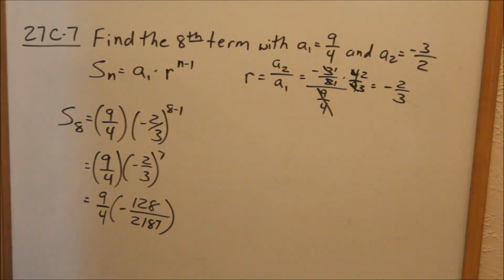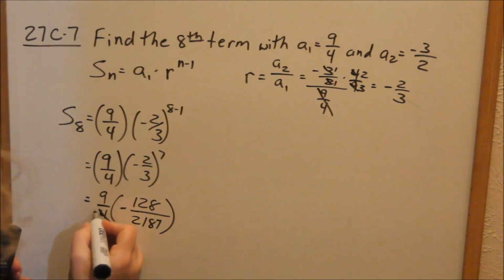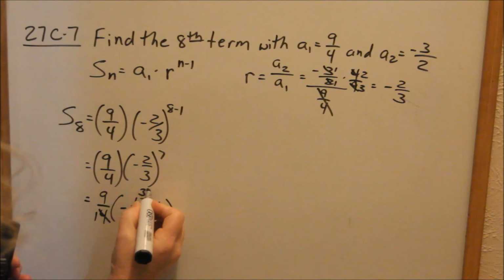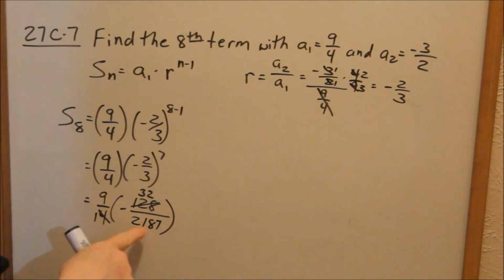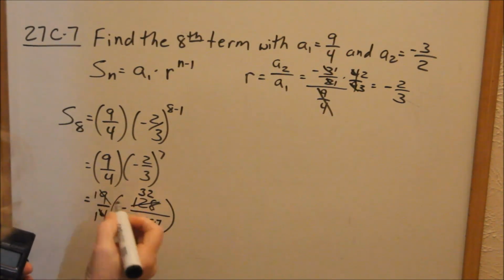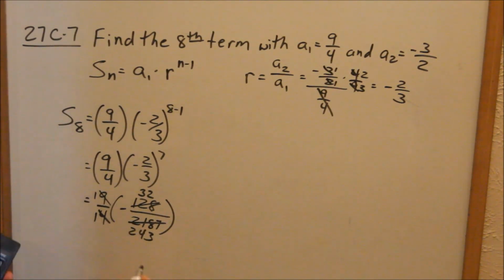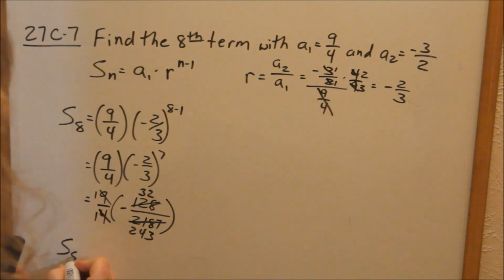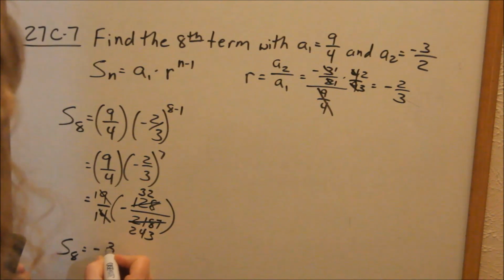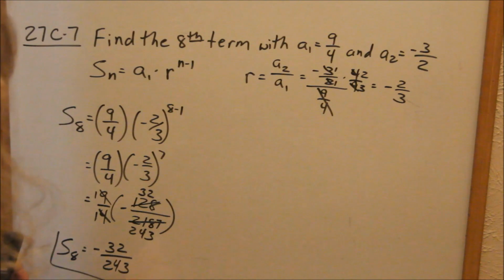I know 4 and 128 will reduce. Okay, so that becomes 1, that becomes 32. And I'm going to see if 9 will divide into that. And it does. That becomes a 1, that becomes 243. So your 8th term is negative 32 over 243, and that doesn't reduce anymore.